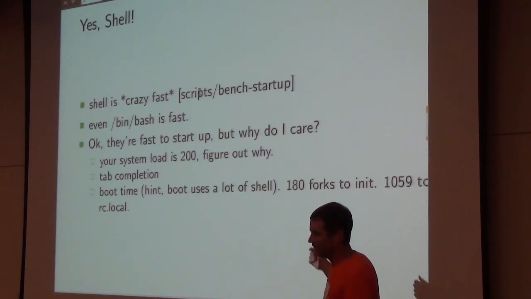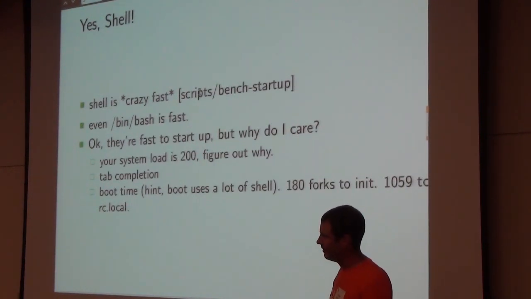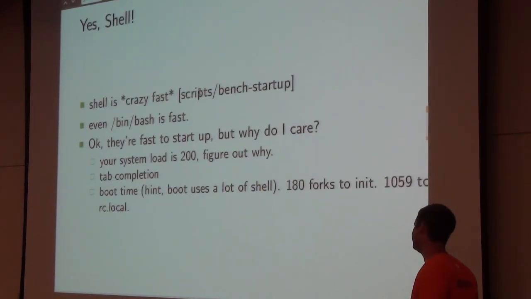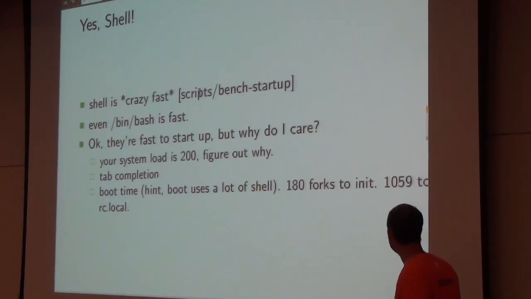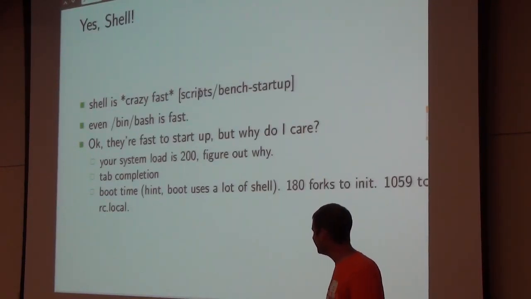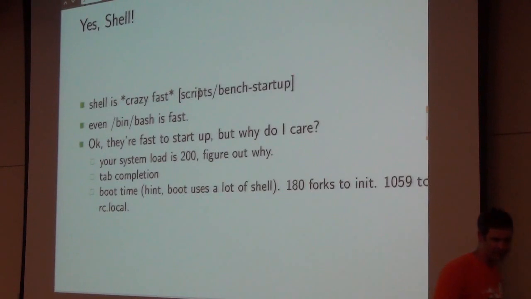So by my little test there, 180 forks is 180 milliseconds. And if you can get rid of those sorts of things, shell programming can help you, and you can do more with less. And by the time you've gotten to rc.local, I was at 1,059 forks. So roughly a full second of boot to rc.local is spent forking, which is pretty fun, kind of embarrassing.